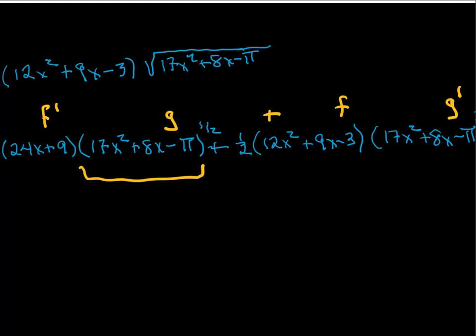Then we take the derivative of the inside, 34x plus 8, and the derivative of minus pi is 0, because pi is just a number, and there it is. Now, you ready for something? Spoiler alert, this is just going to ruin your quotient rule day. Oh no, what's he going to do to us? Okay, everybody good with this one?